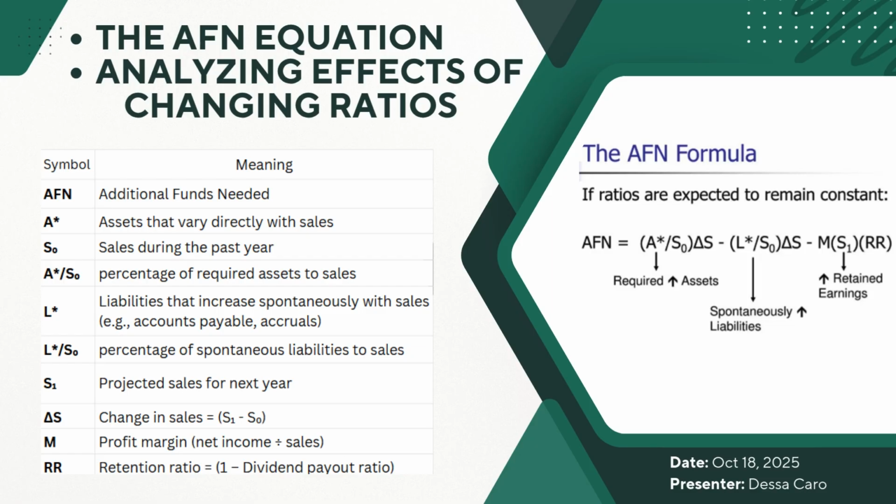S0 is the sales during the past year. It refers to your sales last year, your base year. We use it to compare how much growth we expect next year.